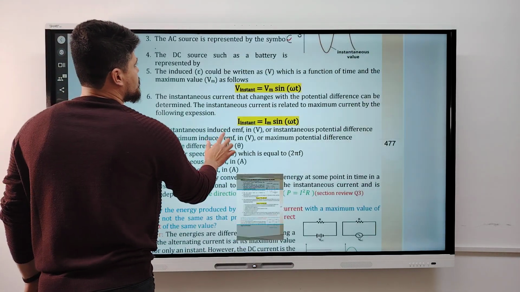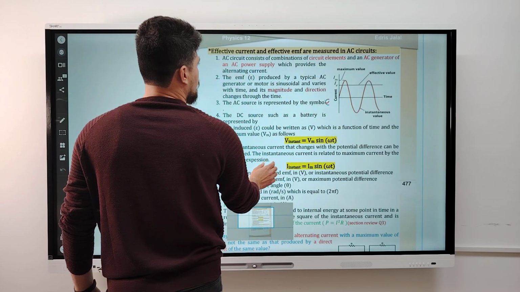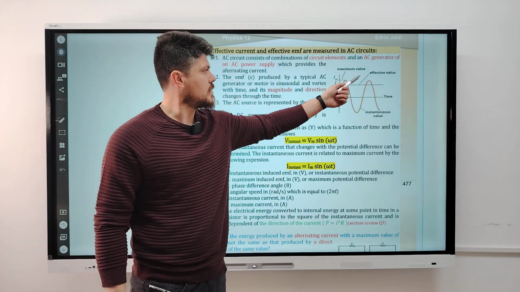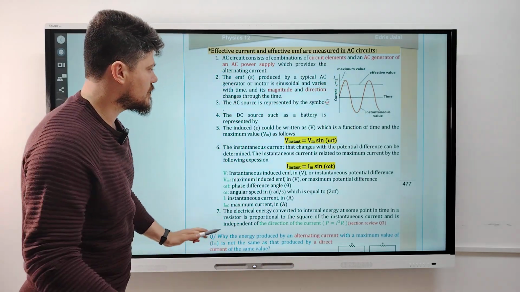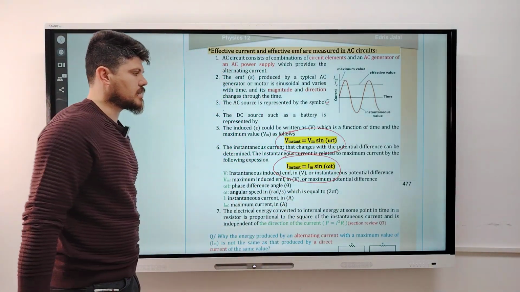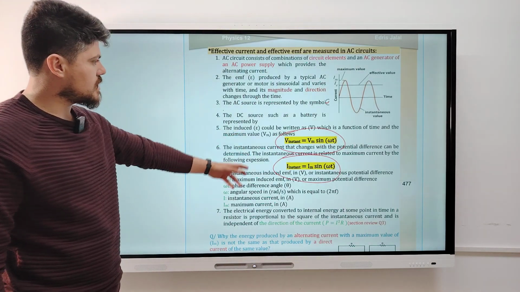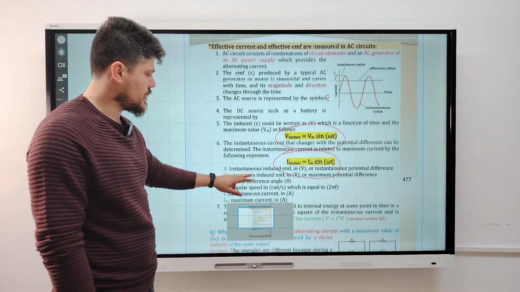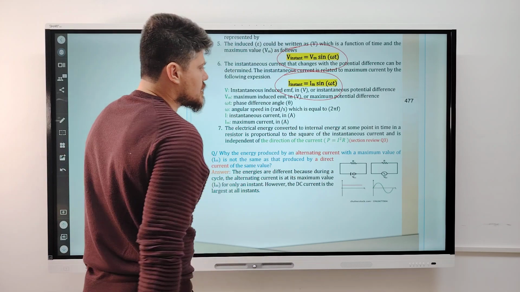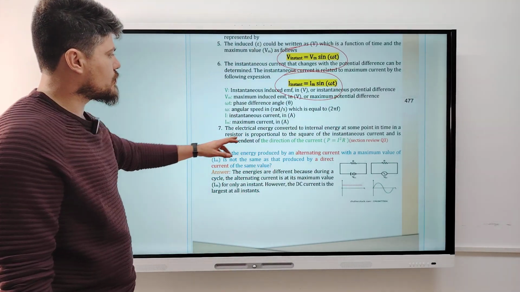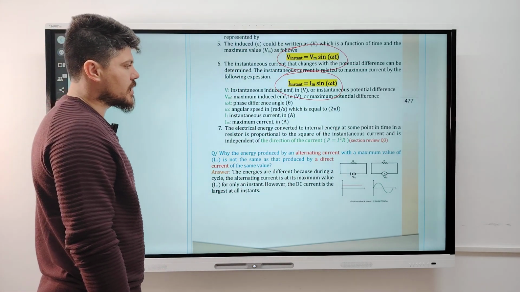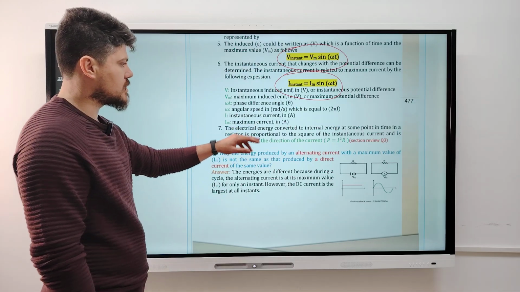As you can see in this figure, in AC current we have three different values: the maximum value, the effective value, and the instantaneous value. How can you find the instantaneous value of potential difference and current? By using this equation, which is based on Faraday's equation for the generator. The electrical energy converted to internal energy in a resistor is proportional to the square of the instantaneous current, because power is equal to I squared R, not depending on the direction, as in question 3 of the section review.